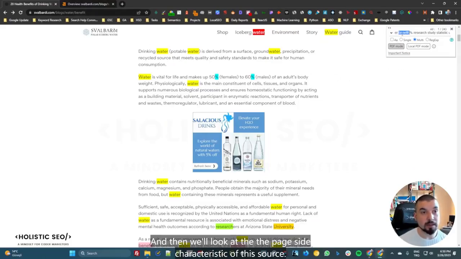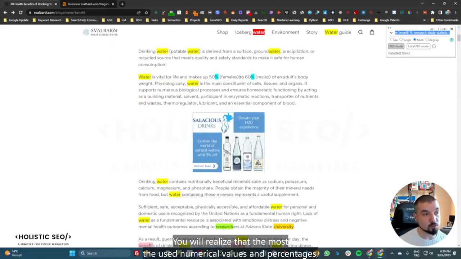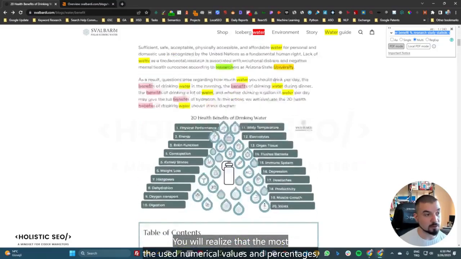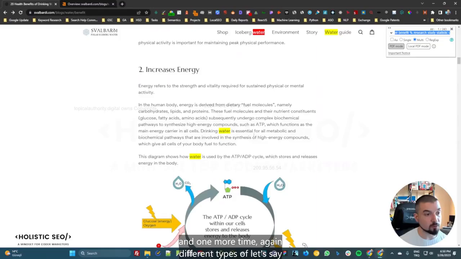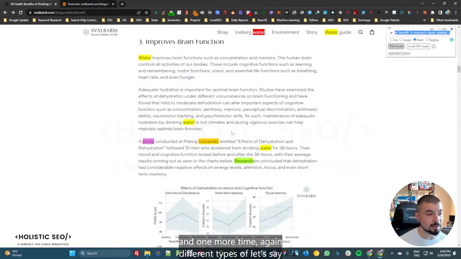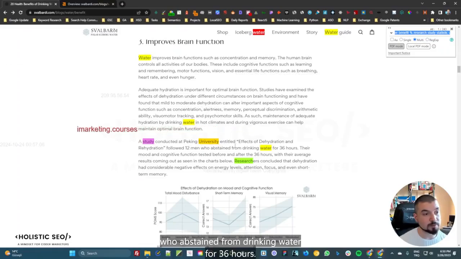And when we look at the page-wide characteristic of this source, you will realize that we mostly use numeric values and percentages. We always actually use certain types of studies and researches, and one more time, different types of examples, like a study conducted at Peking University entitled Effects of Dehydration and Rehydration, which followed 12 men who abstained from drinking water for 36 hours.